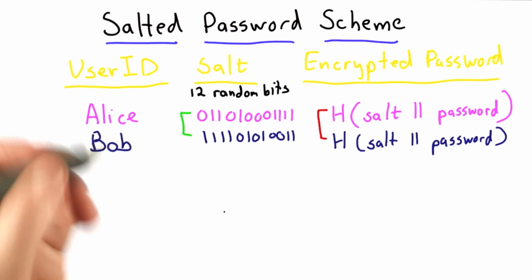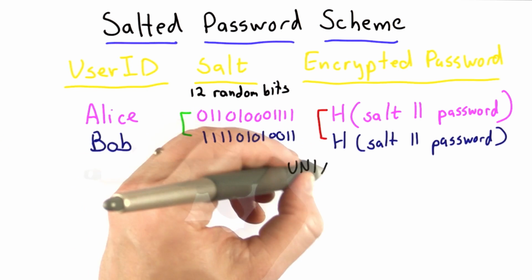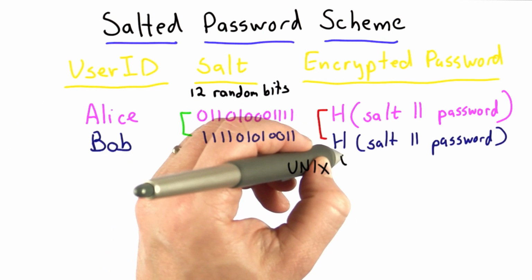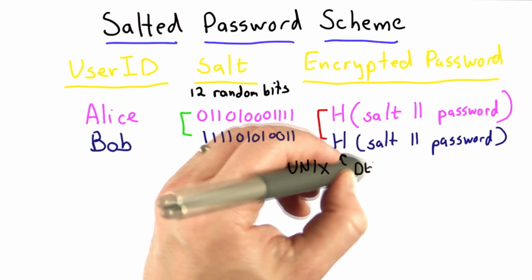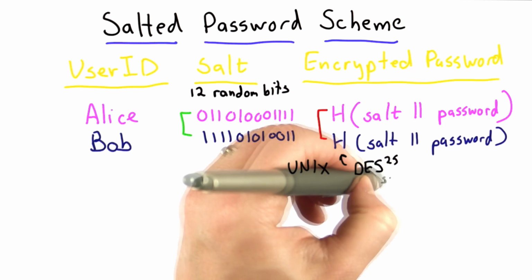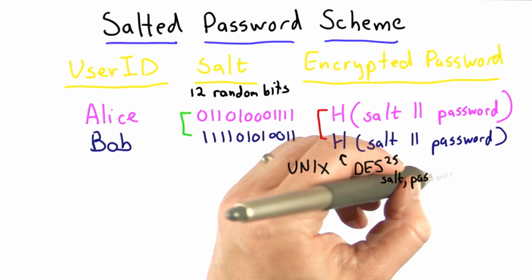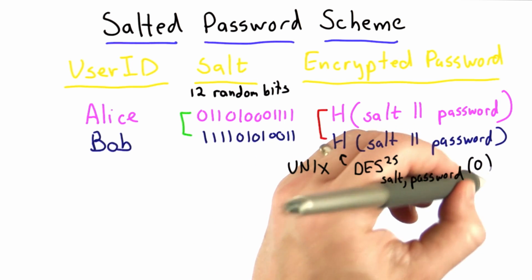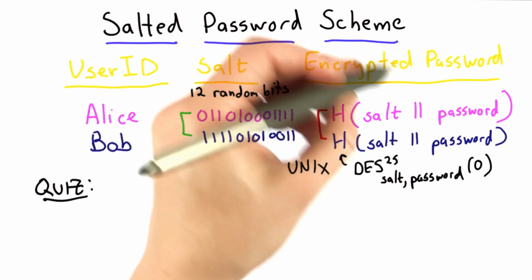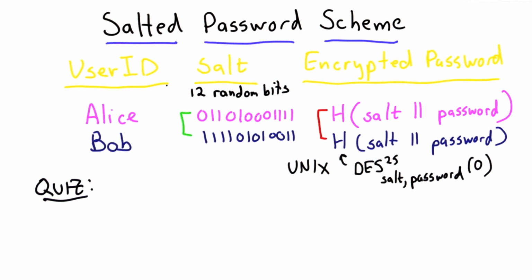be different. And this is very similar to what standard Unix systems did, where H is actually using DES encryption 25 times, using the salt to modify how the encryption happens, and the password as the key, and the initial input as 0. So to see if you understand the impact of salting, I have 2 quizzes.